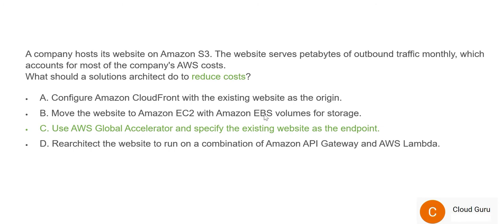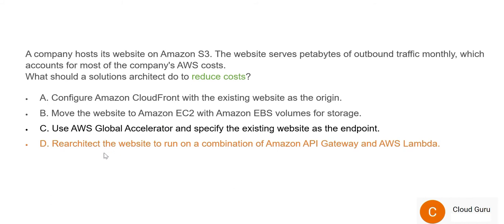But then this is a performance enabler. This is not a means to reduce your costs. Plus, it will not reduce your data transfers. The data will be transferred, the same petabyte scale. So we will reject C as well because it is a costly option and it doesn't serve the purpose. So let's see option D.